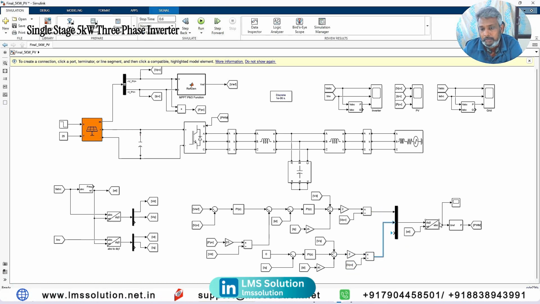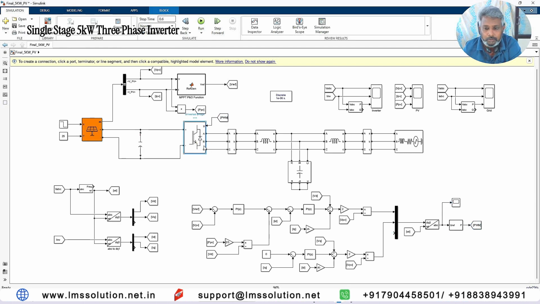Finally we need to convert this VD VQ into ABC form. Here we are applying the inverse park transformation, because here we applied a park transformation, and here you need to apply the inverse transformation, and finally we are having the control voltage. The control voltage is processed via the PWM generator. This sinusoidal PWM generator will generate the pulse, and this pulse will be used to control this voltage source inverter.